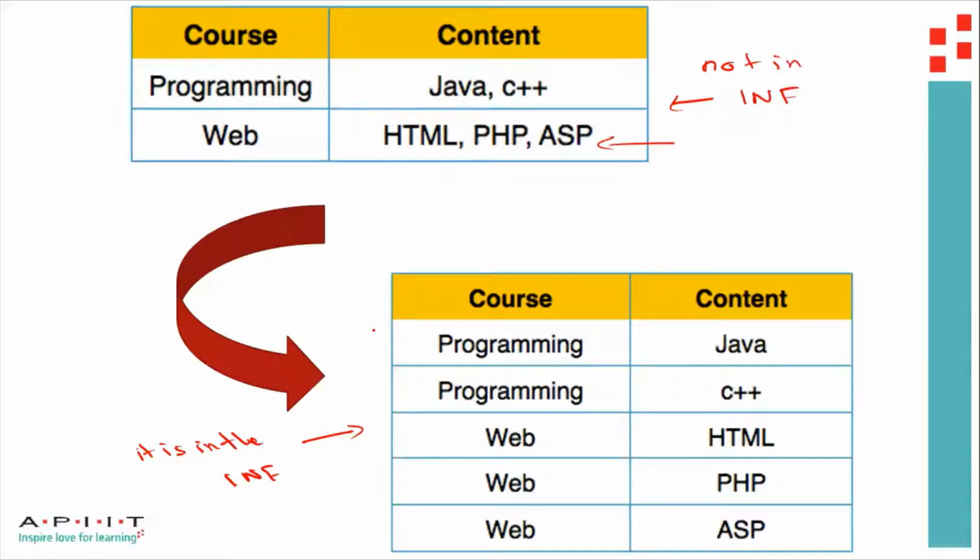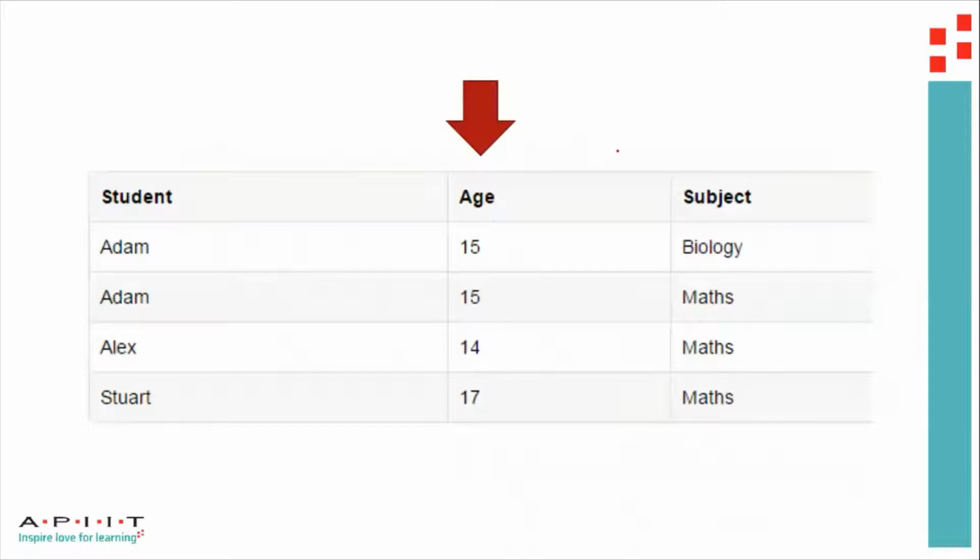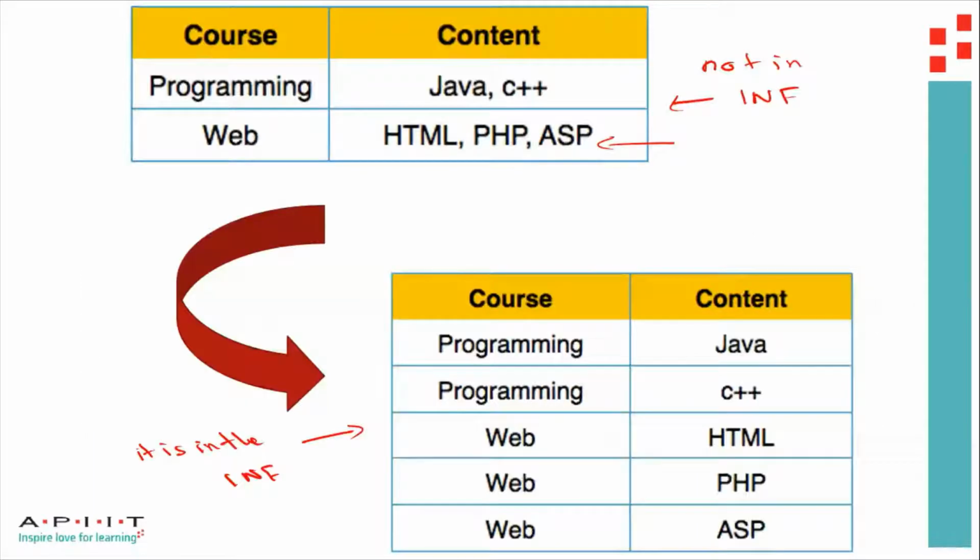That's the idea. So we understood that this is in the first normal form. What is the rule? A relation R is in first normal form if the domains of all the attributes in the relation, the student attribute, age attribute, subject attribute, are atomic, that means simple or indivisible. Then you can guarantee this is in the first normal form. See, all are atomic values, so this is also in first normal form.